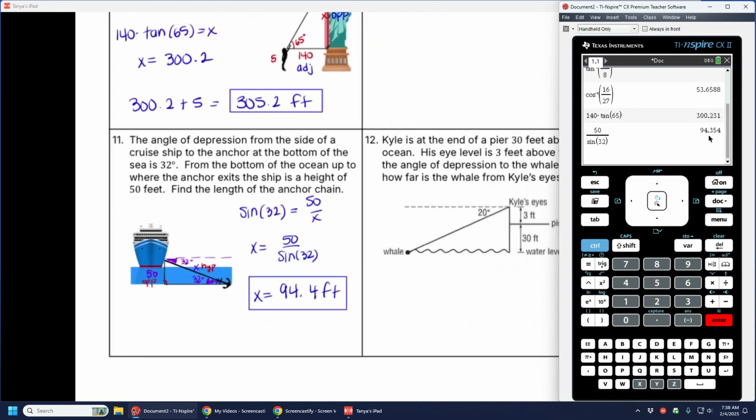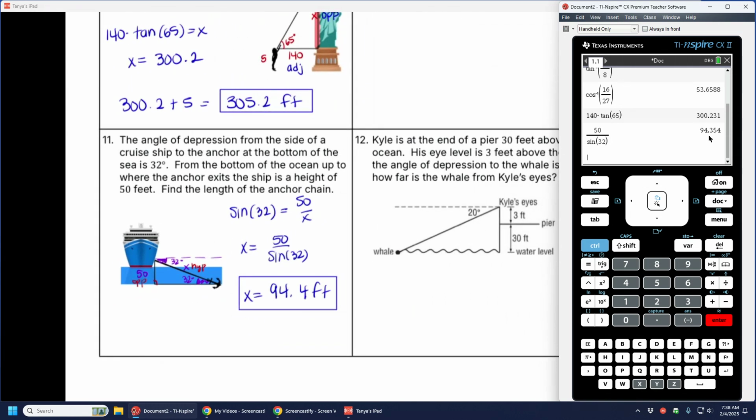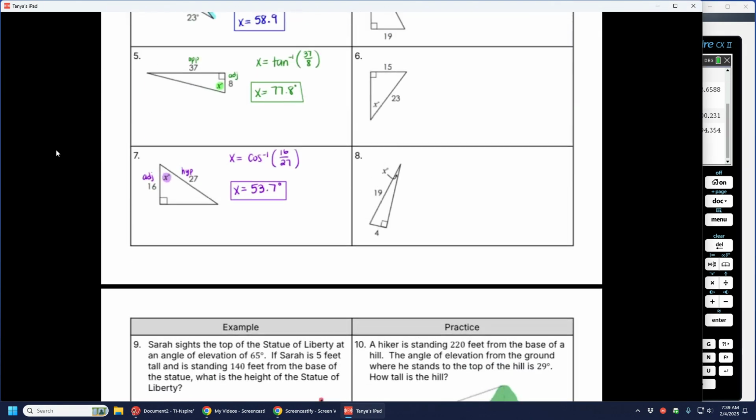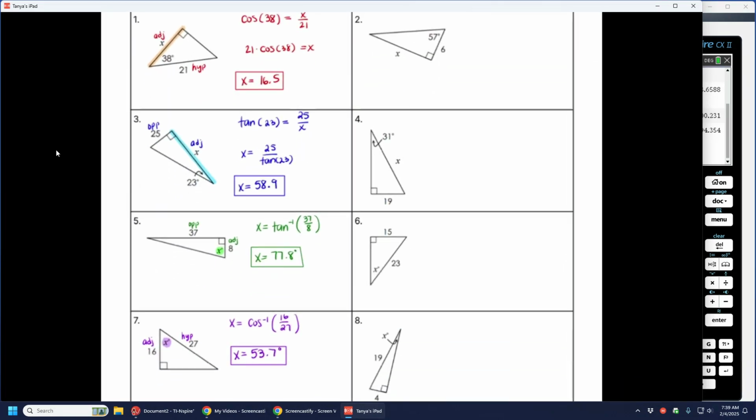Okay, so that was 6 problems that we did together. Now I want you to try those even numbered problems, so that's 6 more problems just for the practice. And remember, we have a test tomorrow.